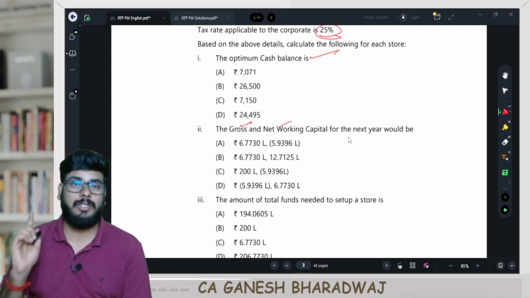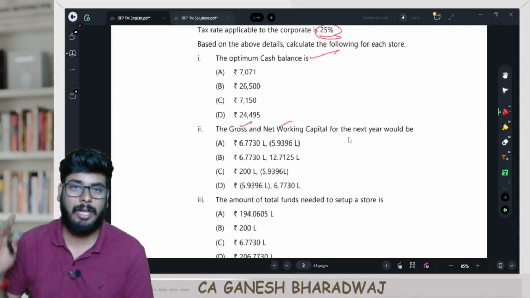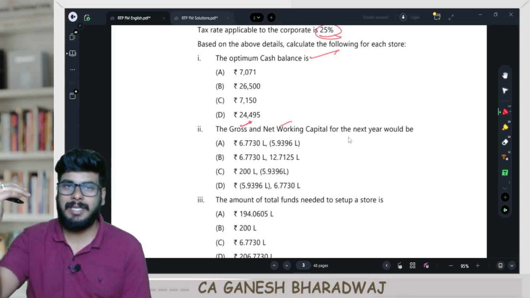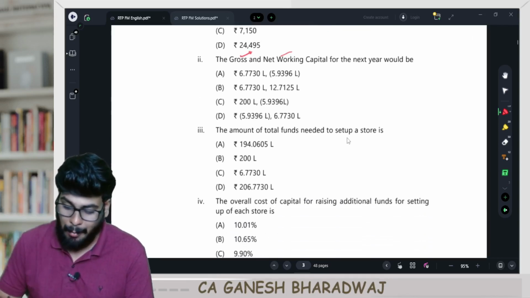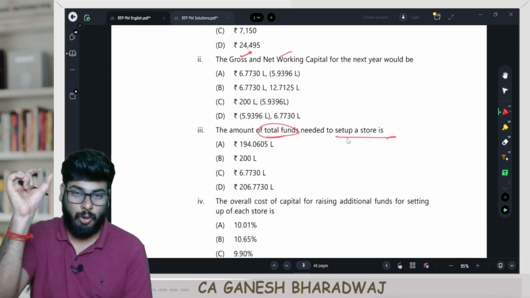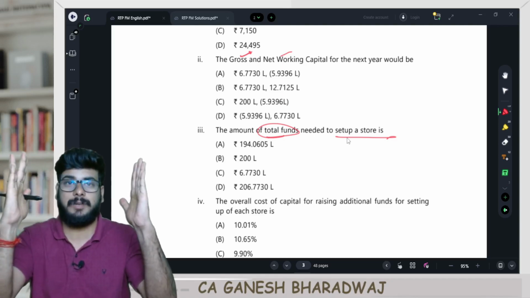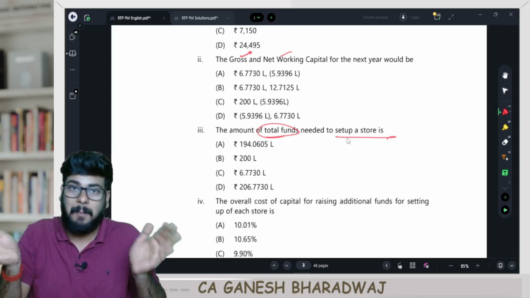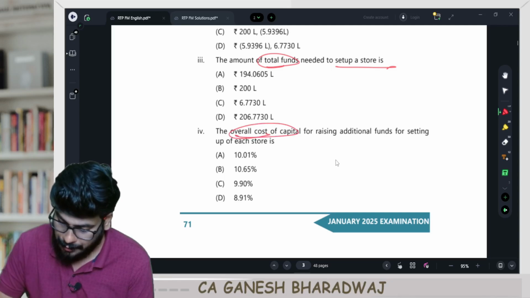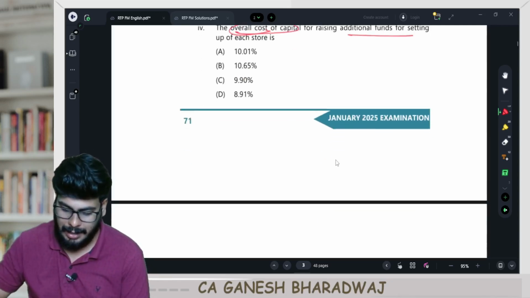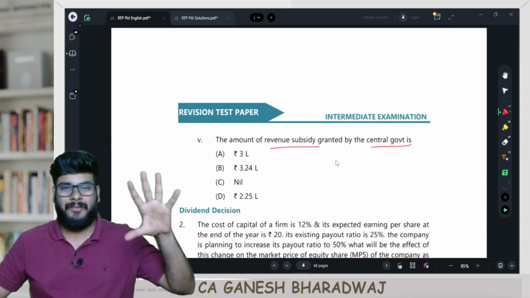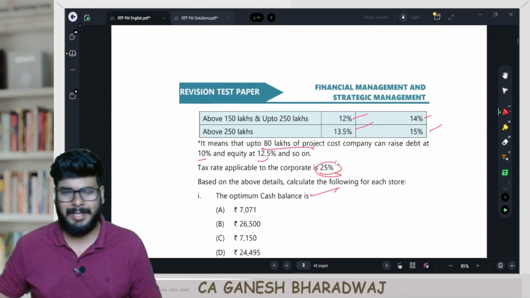Next, gross and net working capital for the year. Gross working capital is nothing but the sum total of all the current assets. Net working capital means current assets minus current liabilities. Perfect. Then the amount of total funds needed to set up a store. This is going to be your total amount required, that is your capital expenditure for all your fixed assets plus your working capital, both put together, the total funds. Next, calculate the overall cost of capital for raising the additional funds. And finally, the amount of revenue subsidy granted by the central government. So 5 aspects of this particular question are being asked.